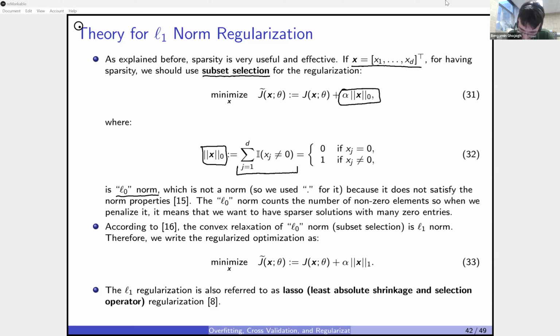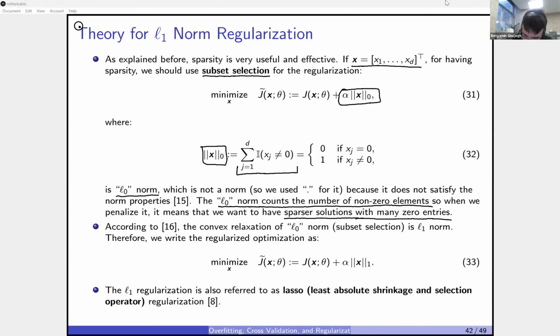Okay. The L0 norm counts the number of non-zero elements. So when we penalize it, it means that we want to have sparser solutions with many zero entries. When we minimize this, it means that we want more zero elements, right? Because it counts the non-zero elements.